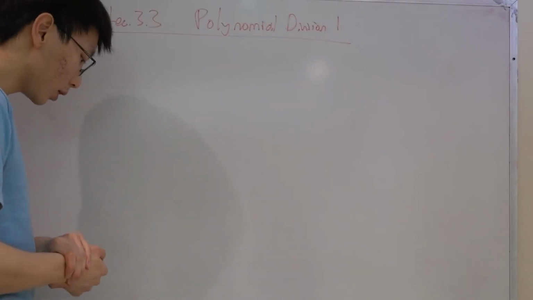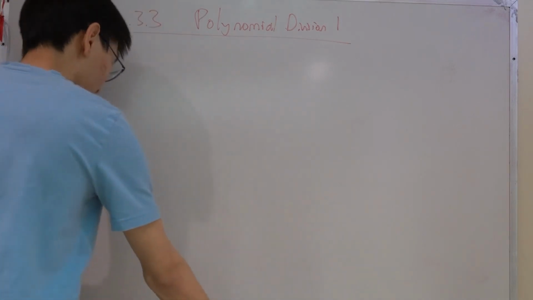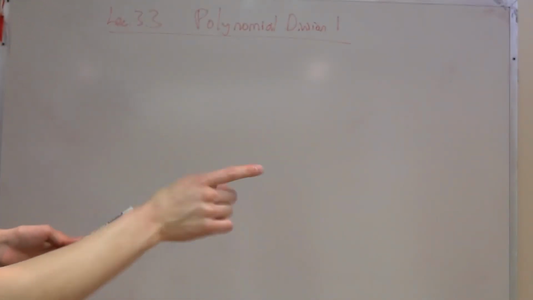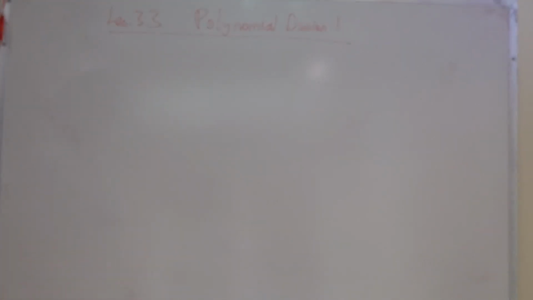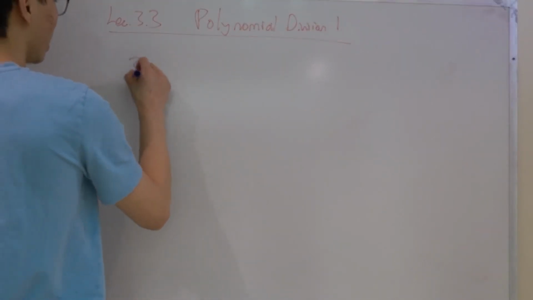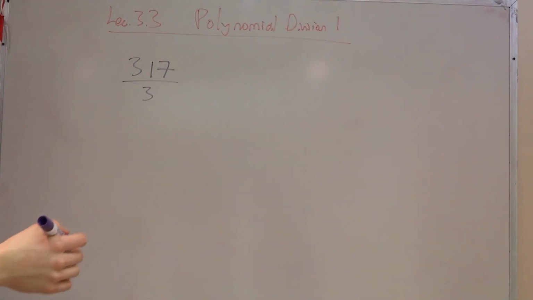Okay, so before we start, I just want to remind you of a couple of things from division. Just your regular long division. So just some basic facts. Let's say I wanted to divide 317 by the number 3. I don't know off the top of my head what that is, but there are a couple of ways you could go about it.